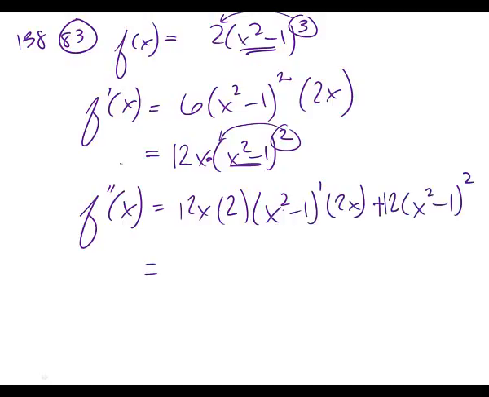We could simplify it. Let's see. 4 times 12 is 48x times x squared minus 1, plus 12 times x squared minus 1 squared. What's wrong? 12 times 2 times 2. Oh, you multiply. Yeah, I just multiplied. It's really bad when the easy stuff is what we're confused about, right? We can do the calculus. It's usually the arithmetic and the algebra that kill us. Alright, what else?